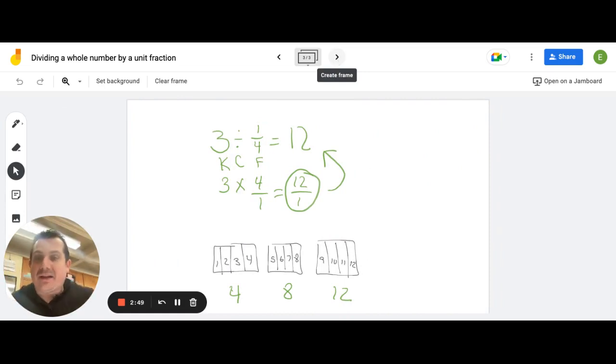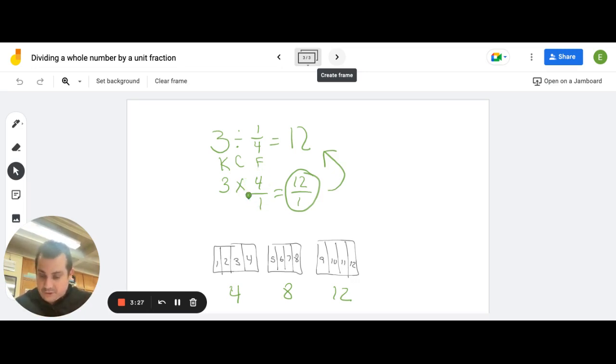Now, let's take a look at a second example here. I have 3 divided by 1/4. So in my mind, I'm thinking when I'm dividing with fractions, if I start with the whole, I'm going to end with a whole. Let's see if this works out. But I'm going to do keep, change, flip first. I'm going to keep my 3, change my division to multiplication, and flip my 1/4, which in mathematical terms is really the reciprocal, but we'll call it flipping, to 4 over 1.